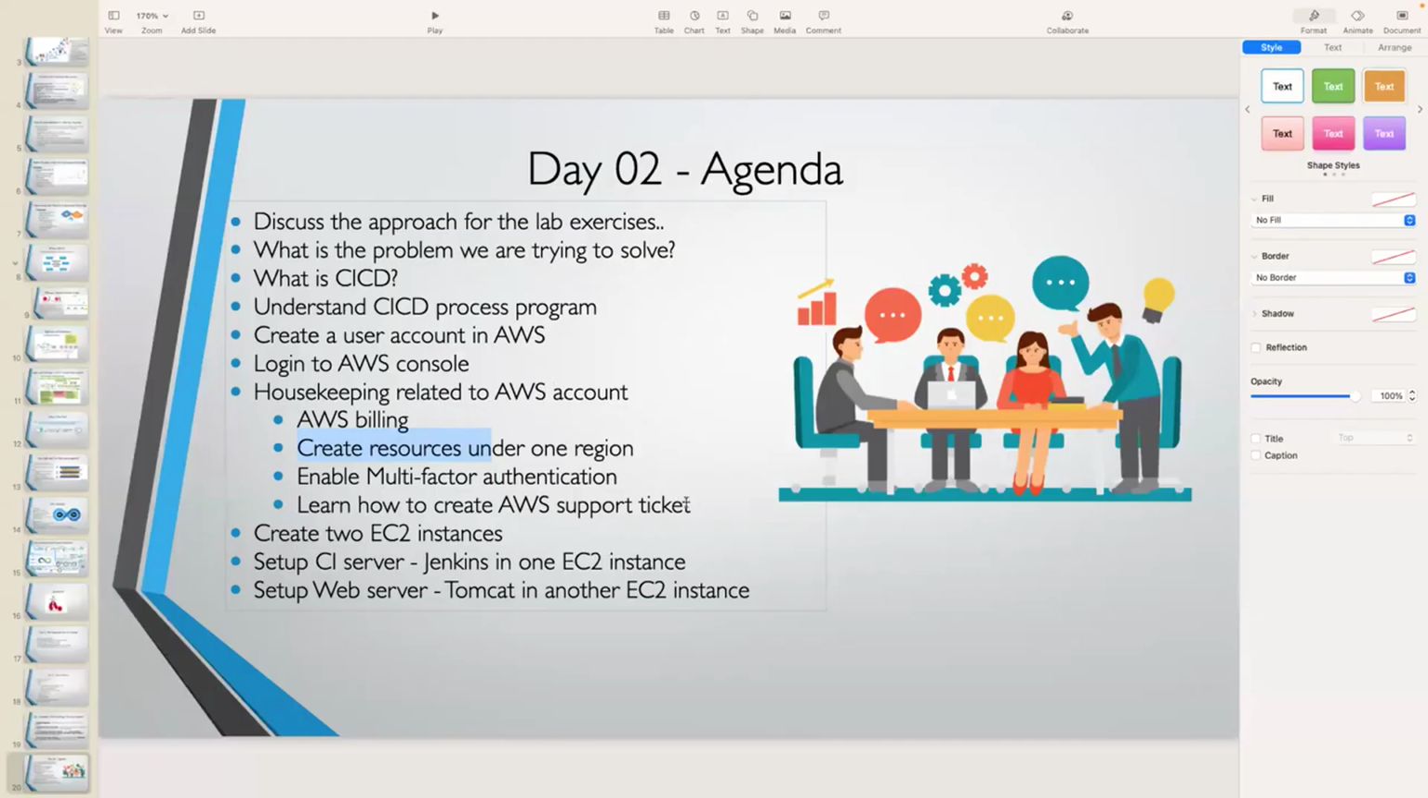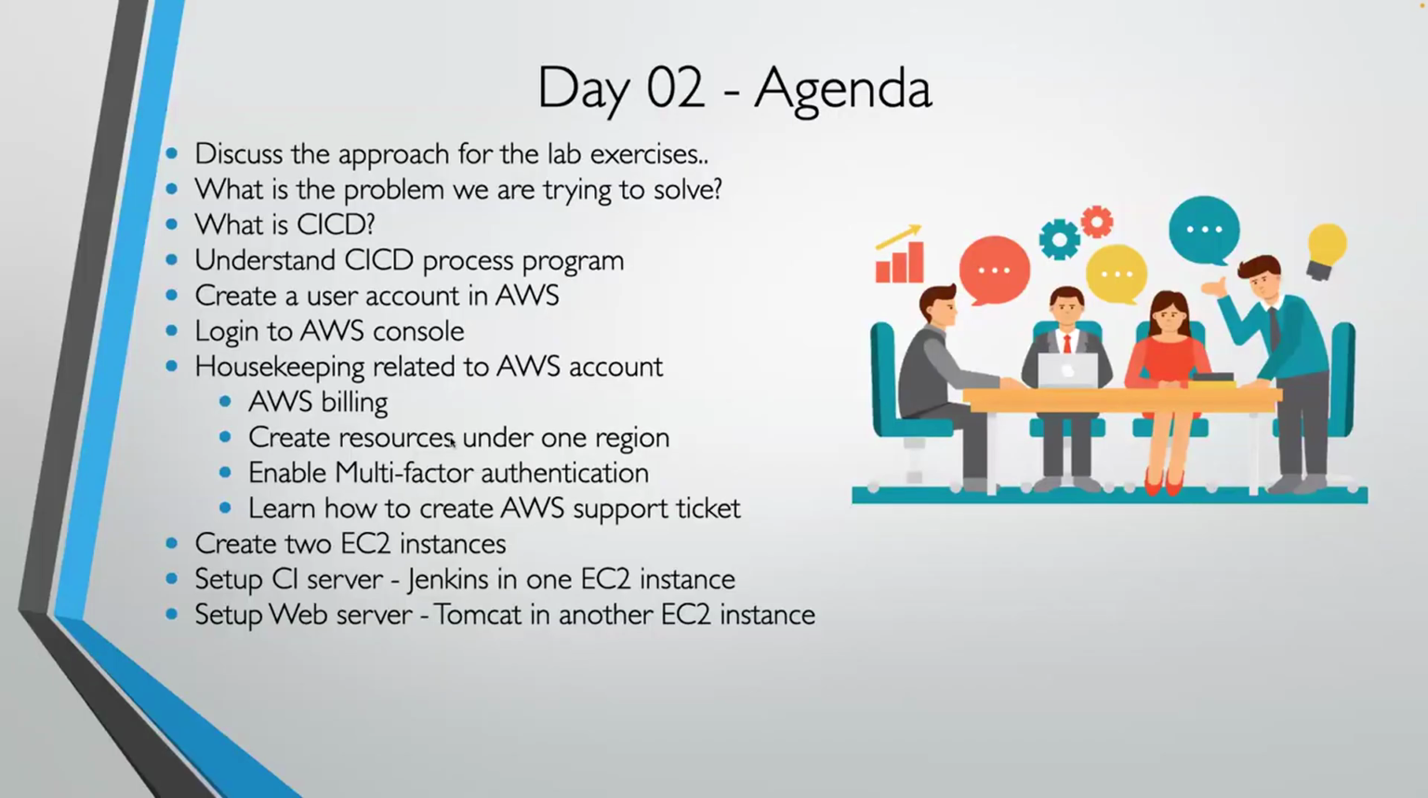Fantastic. So we talked about four housekeeping items related to the AWS cloud. We talked about AWS billing, how you can create resources under one region, enabling multi-factor authentication, and how you can create a support ticket in AWS cloud. Fantastic. So now let's go ahead and create EC2 instances in AWS cloud.